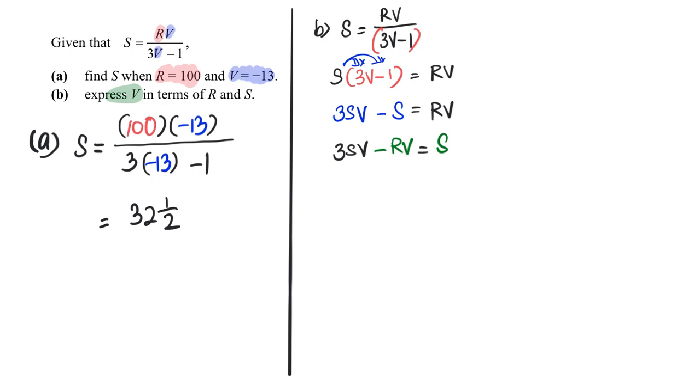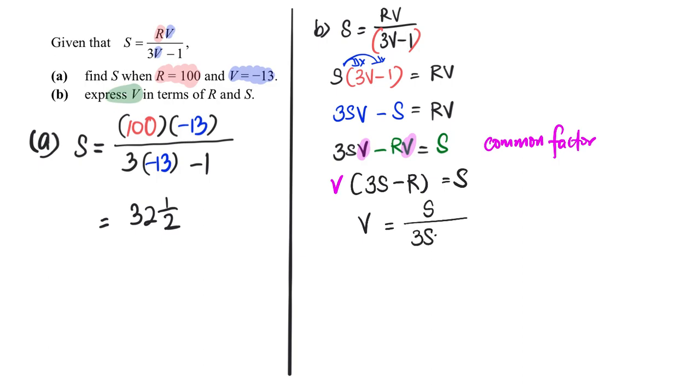And after which, you would then see that once we've done this, V is actually the common factor. And I can take out V as the common factor. I'm left with 3S minus R still equals to S. And I'm going to divide both sides by 3S minus R to give me my final answer. V equals S over 3S minus R.